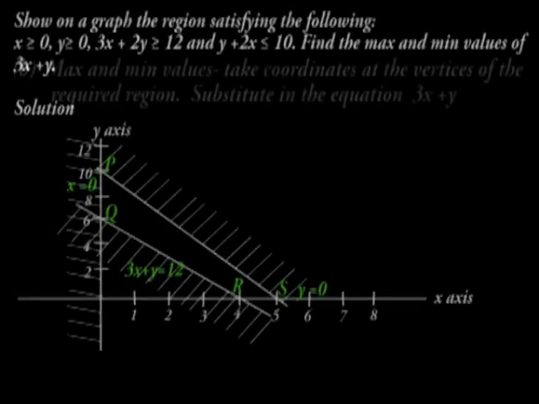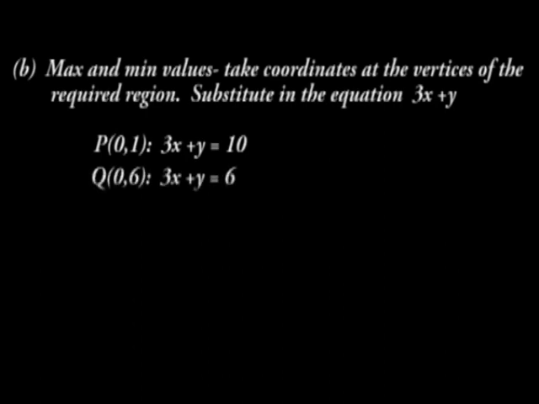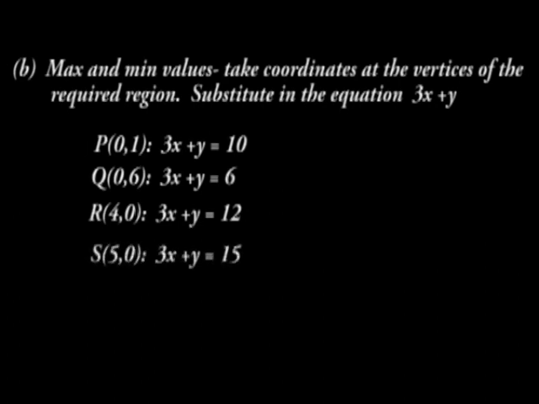Now, for section B, for the minimum and maximum values, we take the coordinates or integers at the vertices of the required region, that is P, Q, R, and S. We then substitute those integers into the equation 3X plus Y. For point P with coordinates 0, 10, 3X plus Y will be equal to 10. For Q, it will be 6. For R, it is 12. And for S it is equal to 15. The maximum value is therefore 15 and the minimum value is 6.